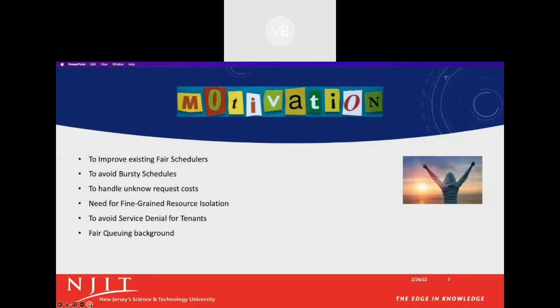So the primary motivation of 2DFQ is to improve existing fair schedulers to avoid bursty schedules, to handle unknown cost, to provide fine-grained resource isolation for requests, and to avoid service denial for tenants, to achieve fair scheduling.